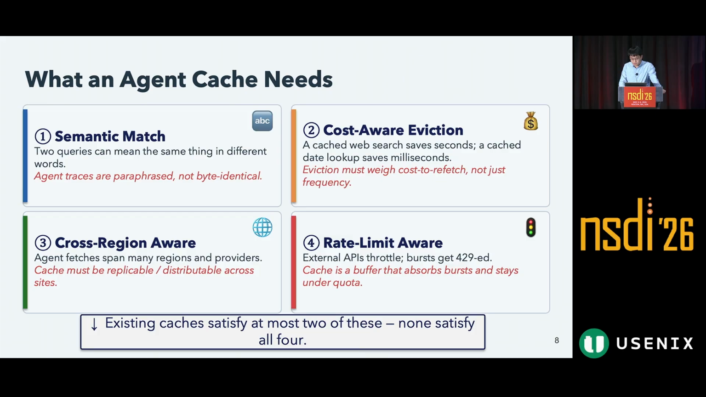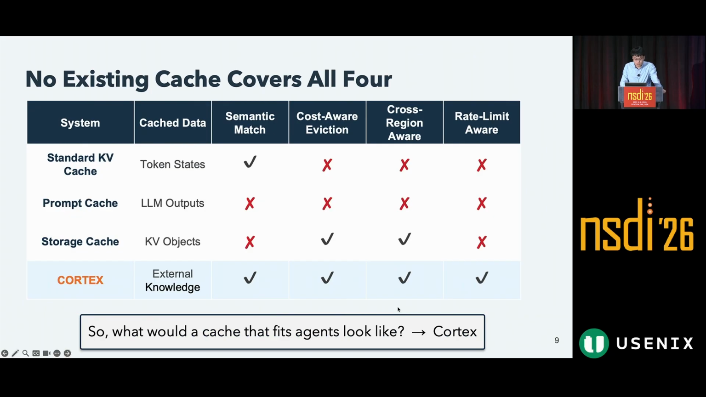And the bottom right, the external APIs sometimes throttle users' requests. So the cache needs to absorb bursts and stay under quotas. Currently, no existing systems cover all 4 axes. This table works through 3 families against 4 axes.